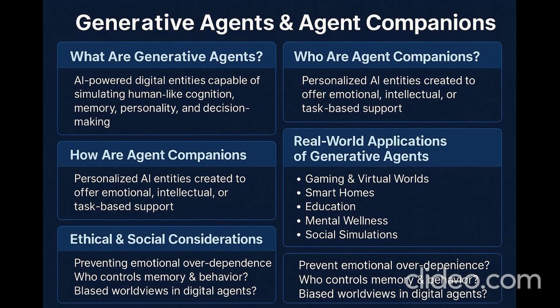What are generative agents? Generative agents are AI-powered digital entities capable of simulating human-like cognition, memory, personality, and decision-making. Unlike traditional chatbots or assistants, these agents use large language models, LLMs like GPT-4, combined with structured memory systems, behavioral graphs, and reinforcement learning to simulate real-world human-like behavior in virtual and physical environments.